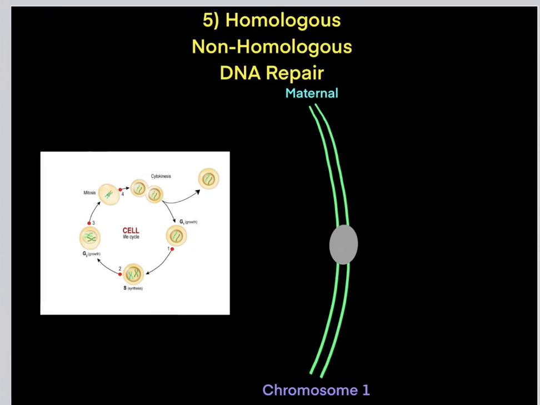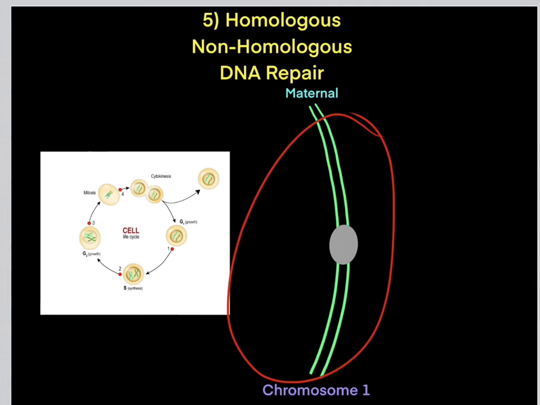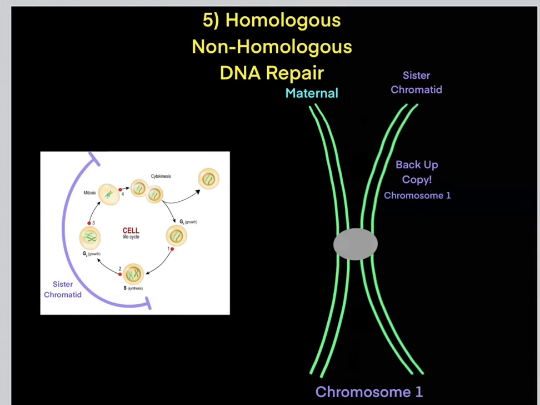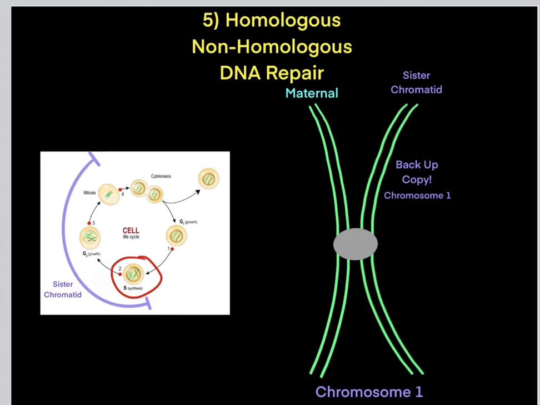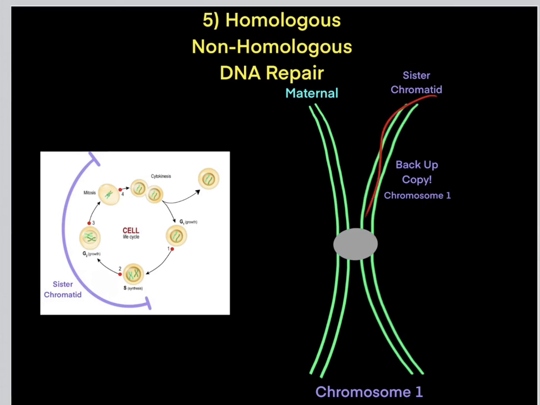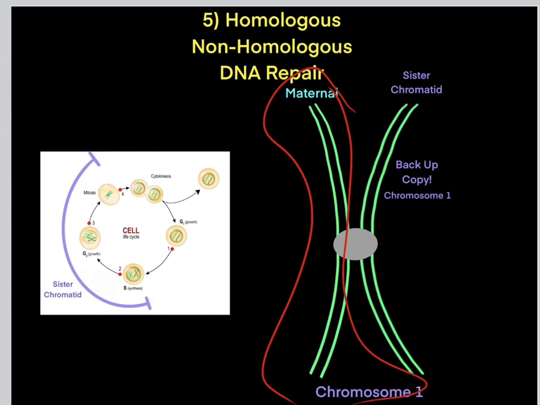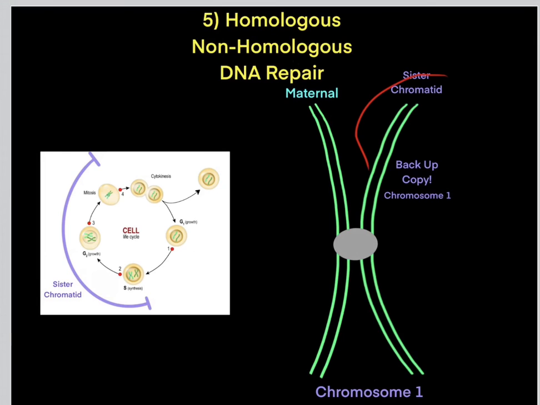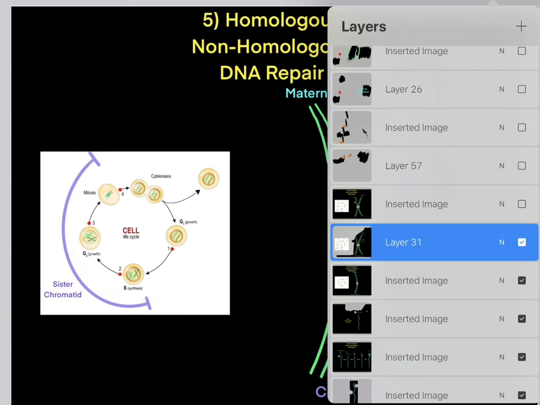For example, let's say we're talking about our chromosome 1 that we get from our mom. We have one copy of this chromosome 1 that we get from our mother. However, after the S phase of the cell cycle, remember, we copy each strand of DNA. So now we have a sister chromatid of this chromosome 1 from our mother. So we essentially have this backup copy. We can use this backup copy because it has DNA information.